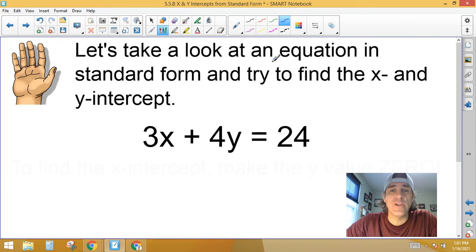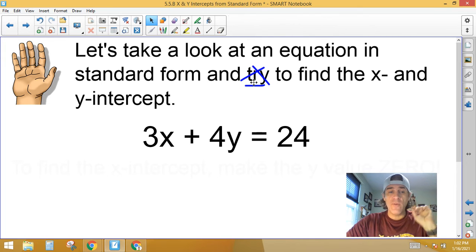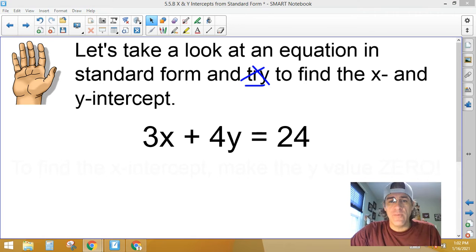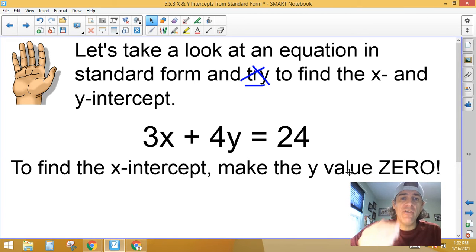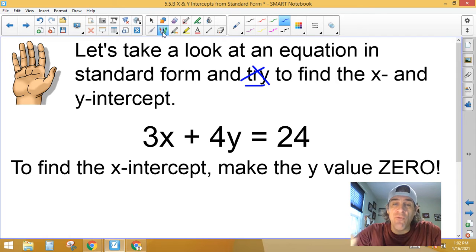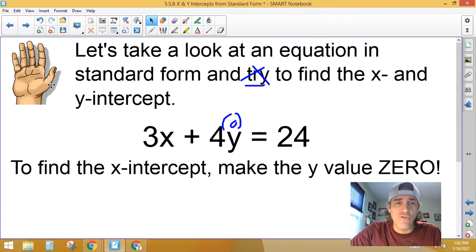Now let's take a look at an equation that's in standard form and find the x and y-intercept. First, let's find the x-intercept. What will be true about our x-intercept? The y value is 0. So to find my x-intercept when my equation is in standard form, I'm going to plug 0 in for y. If I plug 0 in for y, I multiply that by the coefficient, and that will just cancel it out. That's why I have this creepy hand over here.